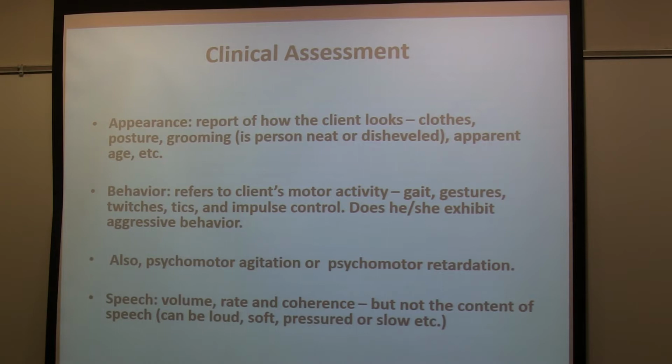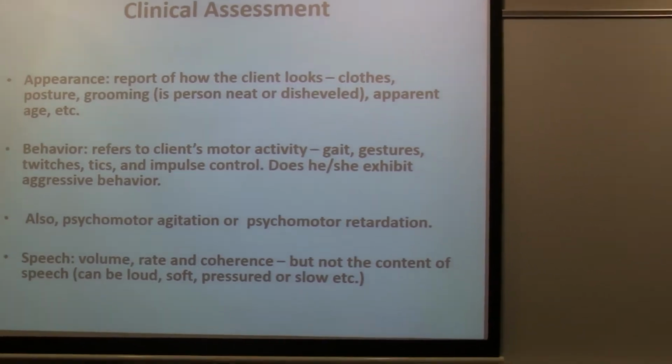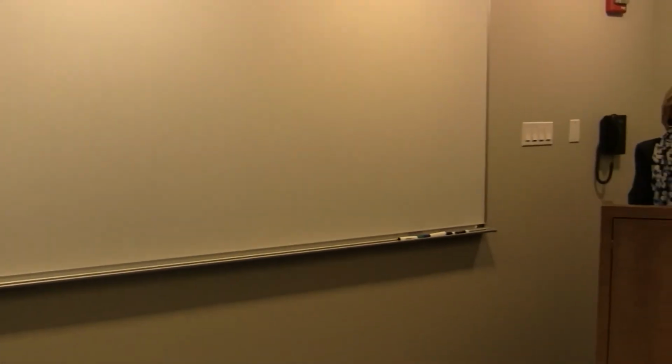When we report on a client's appearance in a document, you want to talk about how the client looks. Clothes, posture, grooming. For example, is the person neat or disheveled in appearance? Do they appear their apparent age, etc.? Their behavior, referring to the client's motor activity, gaits, gestures, twitches, tics, and impulse control. Does he or she exhibit aggressive behavior, or are they able to answer the questions and cooperate during the time that you are conducting the assessment?